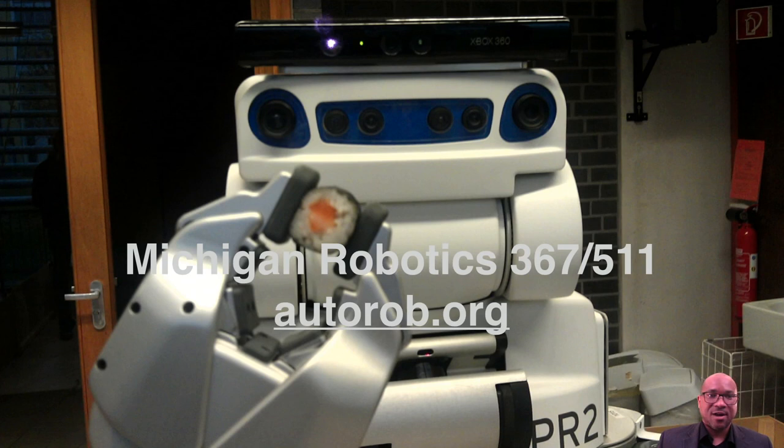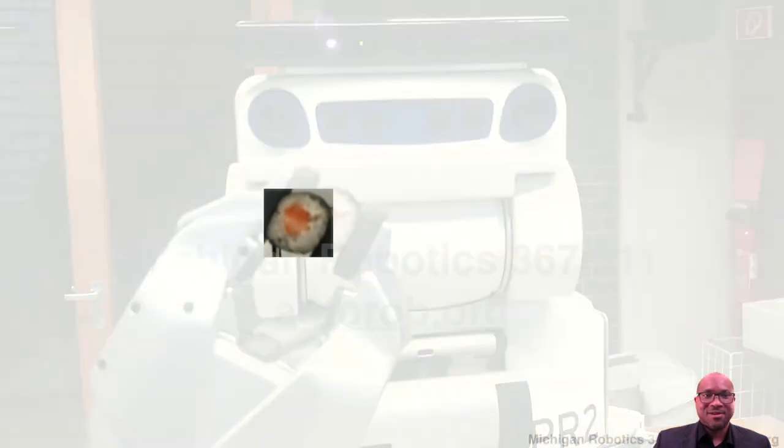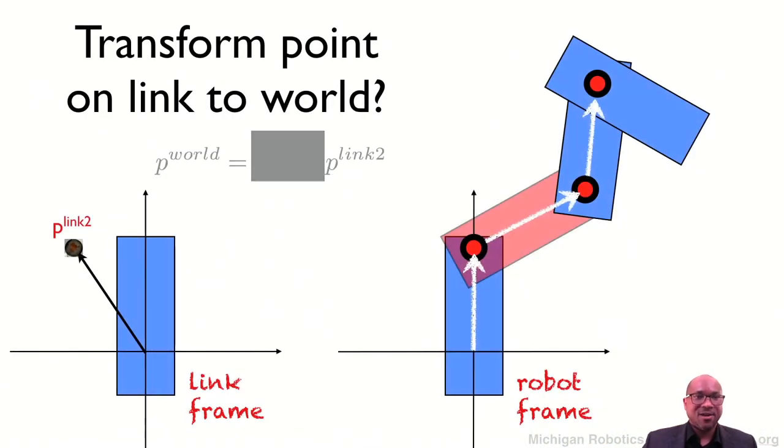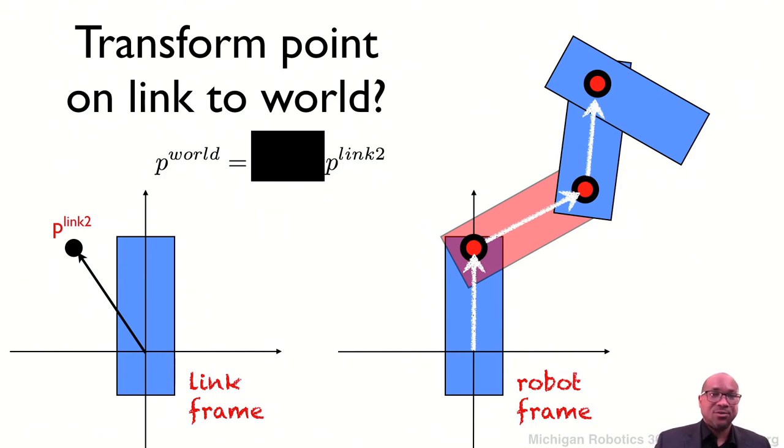So what we're going to do is just try to figure out what location you are actually grasping. You know, where is the salmon roll here in this case? And so if we're thinking about where this point on link 2 could be, what we have to be able to do is transform points that are on a link into the world frame. So let's assume that I have a point on link 2, and I want to transform that point out to the world frame, assuming that I've computed all of my forward kinematics, all my transforms are in place.